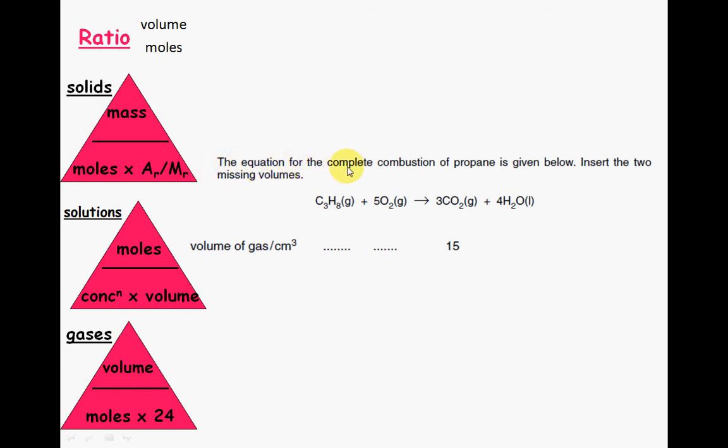The equation for the complete combustion of propane is given below. Insert the 2 missing volumes. Right, so I've got an equation here. I've got volume of gas at the bottom, so I want to find out propane and oxygen. I know that 15 centimeter cubed of carbon dioxide has been formed. So I want to find volume. Now, I always say to my students, the first thing you need to do when you've got an equation is you pull out the ratio. So I've got 1 to 5 to 3 to 4.